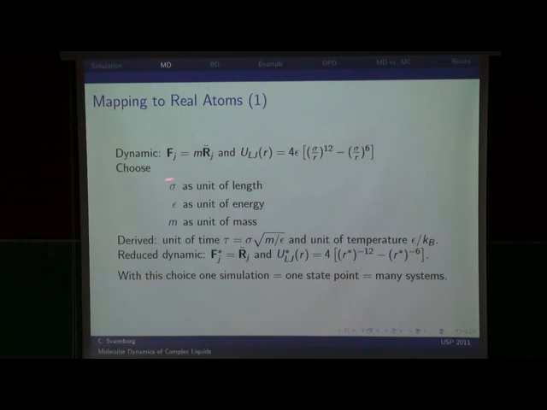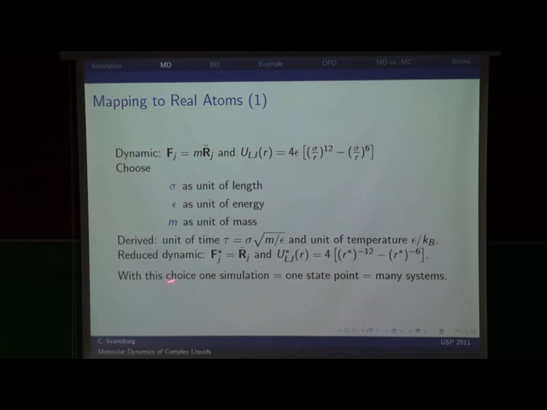So what we do is we pick sigma as a unit of length. You can see it has dimensions of length. We pick epsilon as the unit of energy. And then we pick m in the equation of motion as the unit of mass. We can also then define a unit of time, a unit of temperature, and then we can do the simulation in reduced units, in which case the reduced force is just the same as acceleration, and the reduced Lennard-Jones potential is just 4 times a function of a dimensionless distance, which is the distance r divided by sigma.